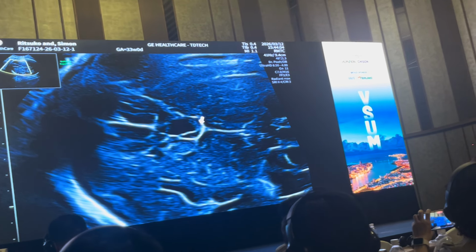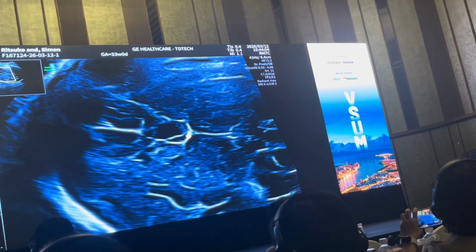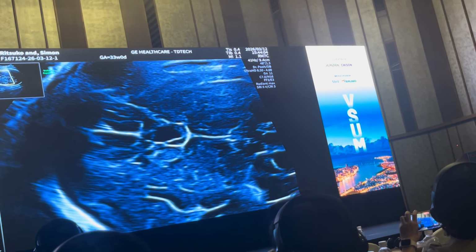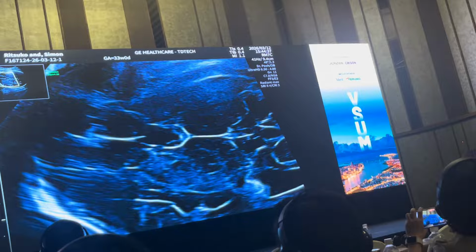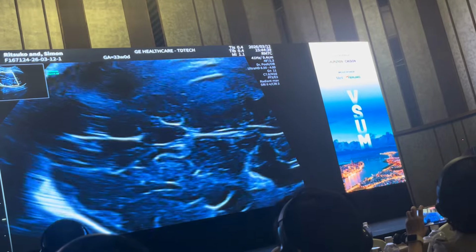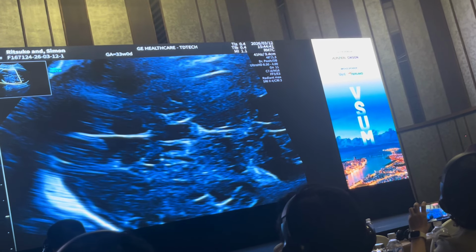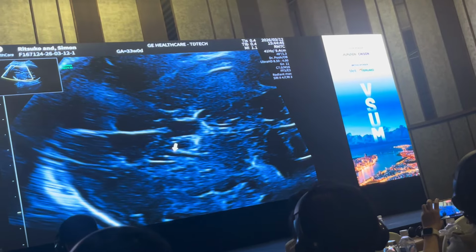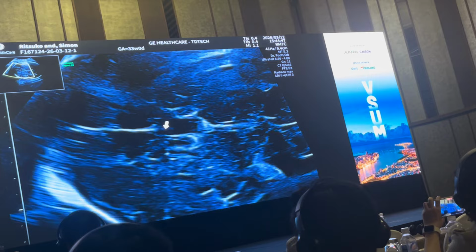And then if you come back here, what's that structure there? There is a white one? Yeah. White one is the tela choroidea. So when looking at the CSP index, we measure from that echogenic line of the tela choroidea, and anteriorly we include the genu up to the level of the falx.